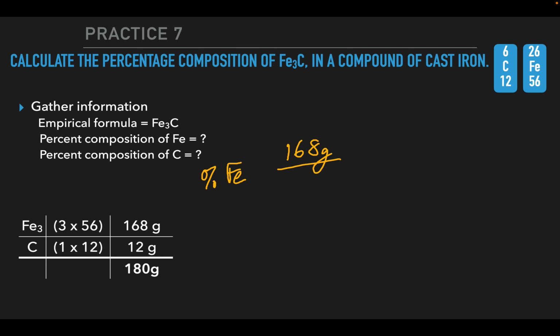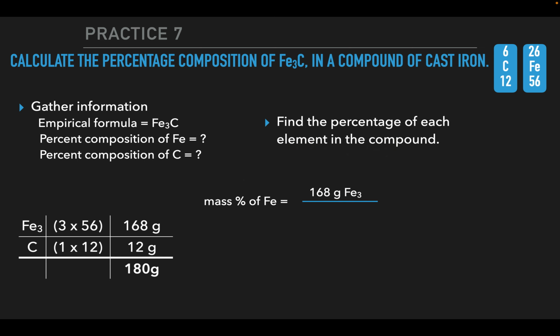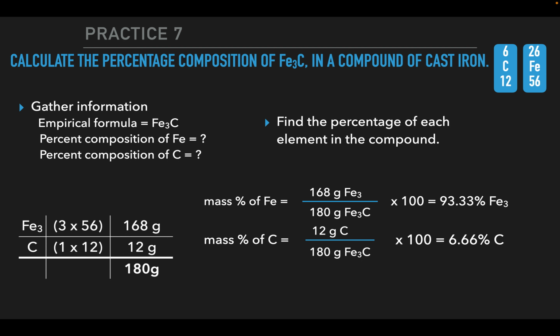168 grams over the total times 100%. If I want to find the percent of carbon, I do the same thing, but now I'm taking what I have of carbon, which was 12, over 180 times 100%. That will give you 93.33% for iron and 6.66% for carbon. And since those are percentages, they should all add up to 100%.